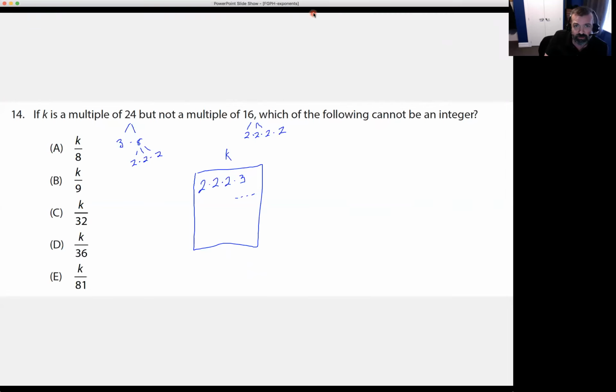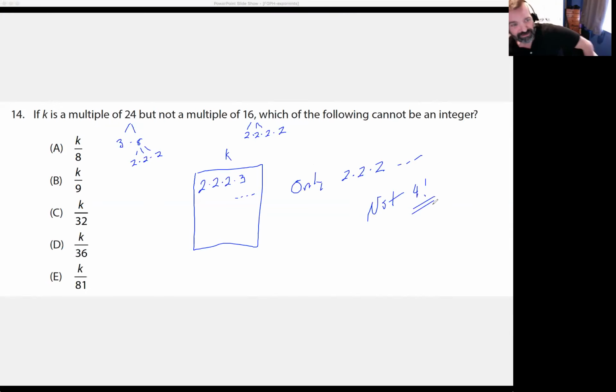All right. So we've just learned a lesson, and we know something about this if we have only 2 times 2 times 2, not 4 of them. There's only 3 2s. All right. So now they're asking which of the following cannot be an integer. Well, K, I know, has a 2, a 2, a 2, and a 3, and anything else except for what?